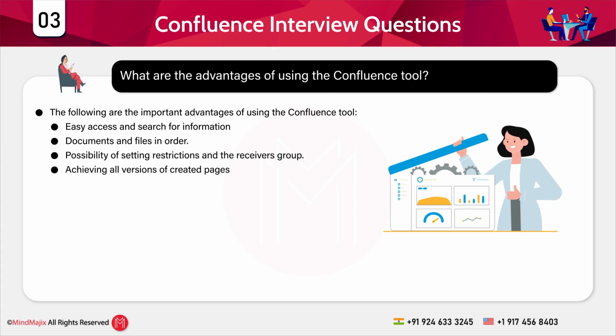Second is documents and files in order. We have seen a recent button in the Confluence page. The recent button states that whatever task we have done most recently will appear at the top, right? So that is also an important widget which is added on the Confluence page. So documents and files are in order via the recent button. Third is the possibility of getting restrictions and giving the reviewer a group.